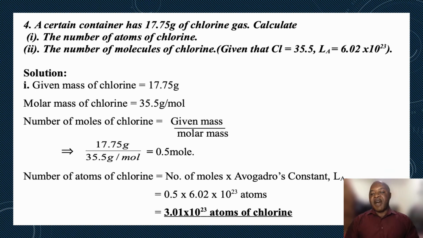Since 1 mole of every substance will contain 6.02 times 10 to the 23rd atoms, 1 mole will contain 6.02 times 10 to the 23rd atoms. Therefore, 0.5 moles will contain what? Just a matter of multiplication: 0.5 times 6.02 times 10 to the 23rd. You will have 3.01 times 10 to the 23rd atoms of chlorine. That's all.